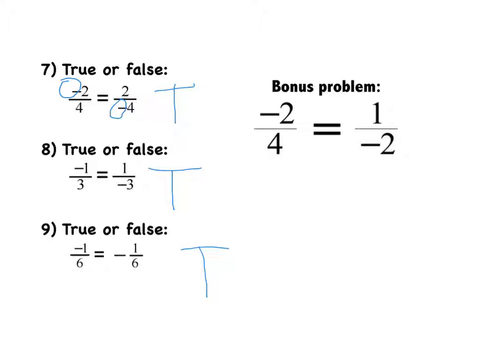Okay, let's take a look at the bonus problem here. Now, I only have 1 negative and 1 negative, so that doesn't change the value. Now I need to ask myself, is 2/4 equivalent to 1/2? Yes, it is true. So just because they don't look the same doesn't mean that they can't have equivalent values. We can simplify 2/4 to be 1/2. So this is true.